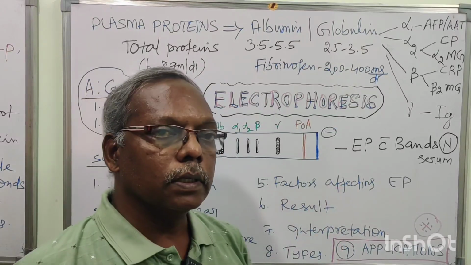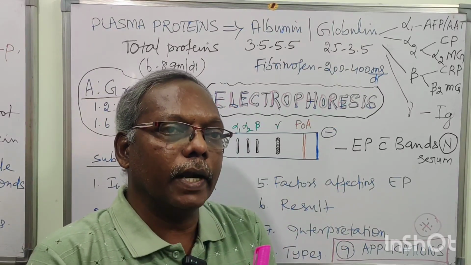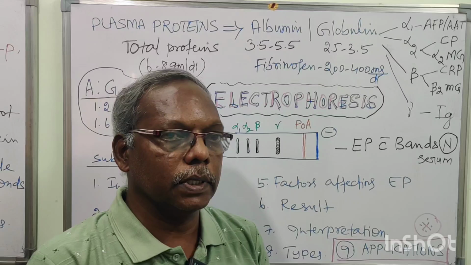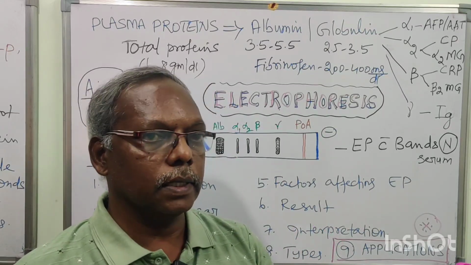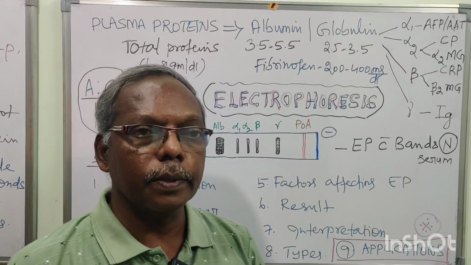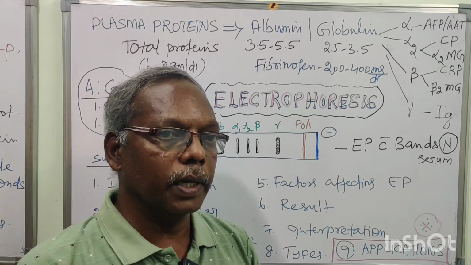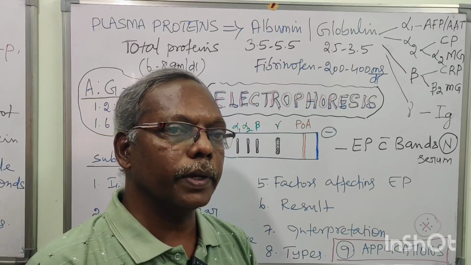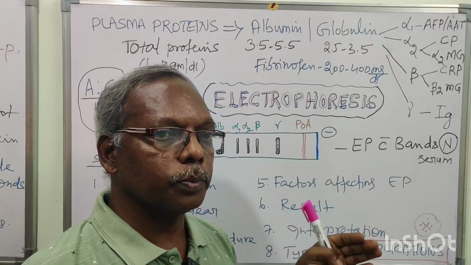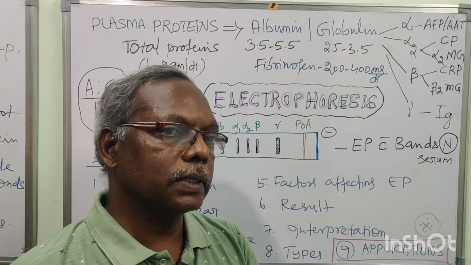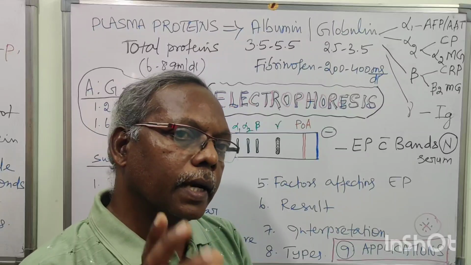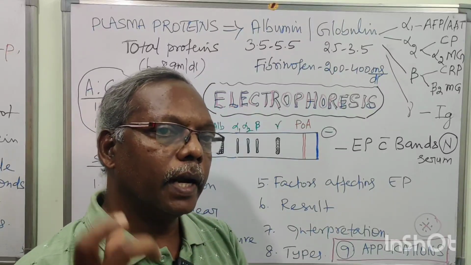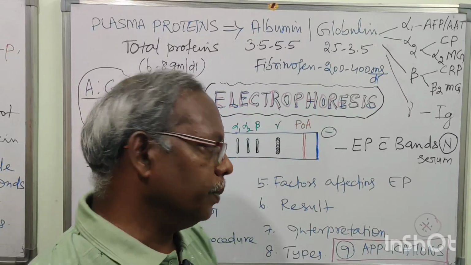Next one, this procedure, actually some factors affect this procedure. So what are all the factors? Then finally you will get a result. Usually the result will be read by a densitometer. In the biochemistry lab they have a densitometer. After completing this procedure, you have to apply the slide or paper in that densitometer. Finally you will get the band size, band color, band width, like that you can measure.